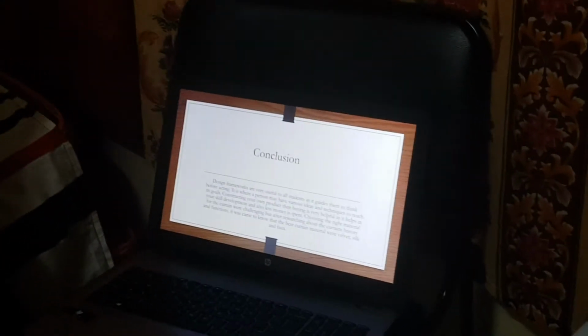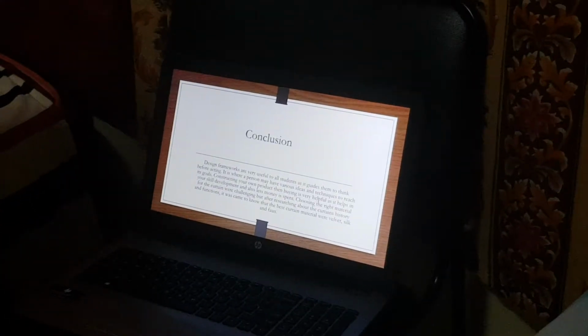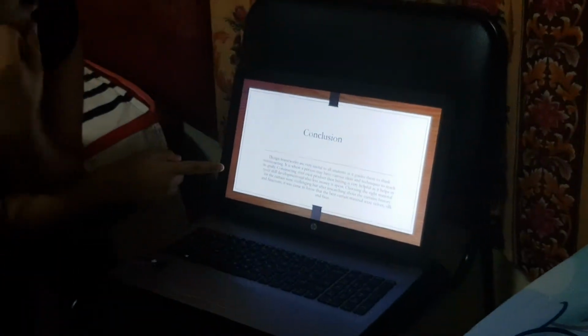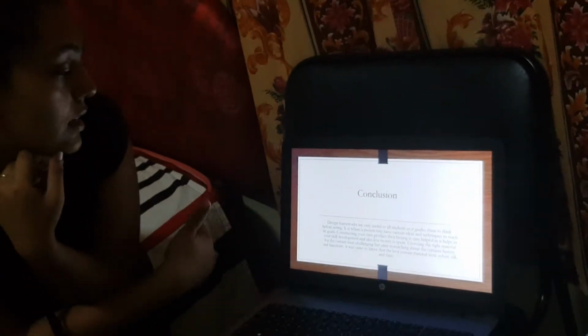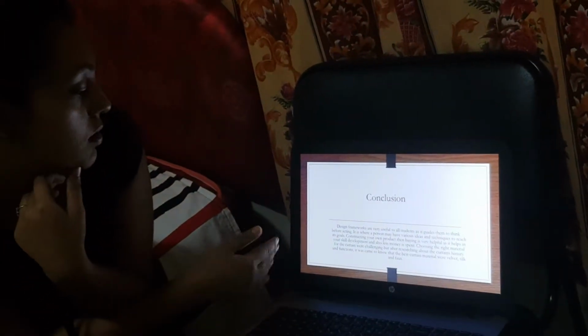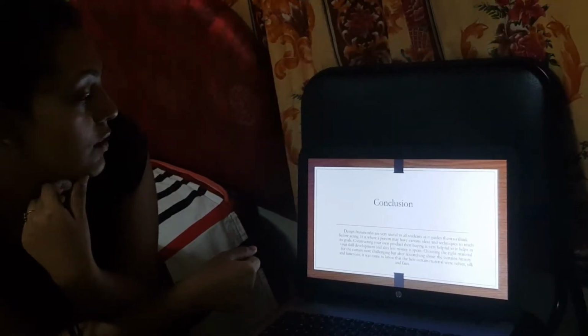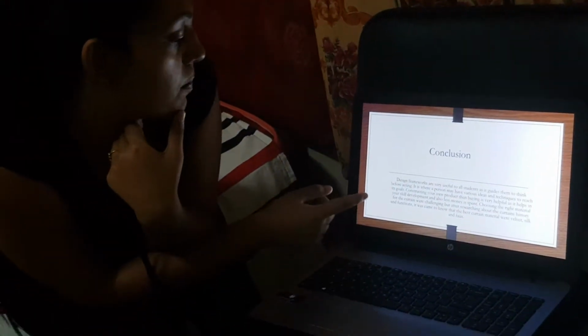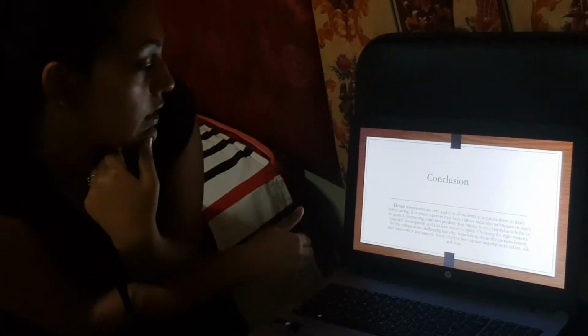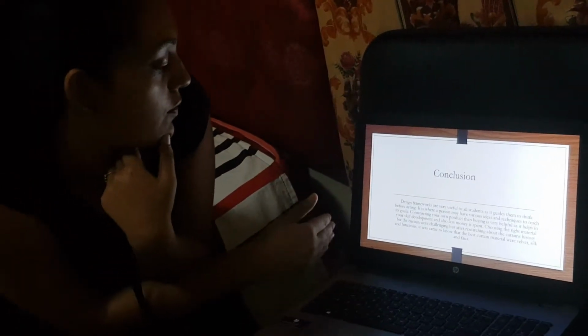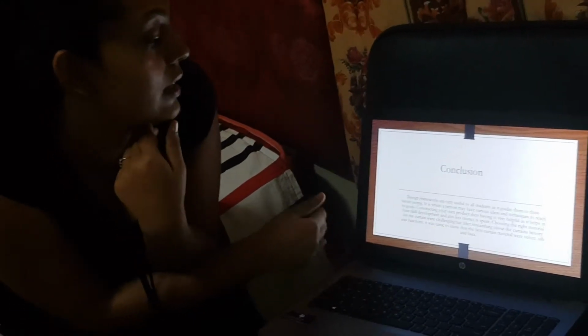Finally, in conclusion, design frameworks are very useful to all students as they guide them to think before acting. It is where a person may have various ideas and techniques to reach their goals. Constructing your own product rather than buying is very helpful as it helps in your skill development and also less money is spent. Choosing the right material for your curtain was challenging, but after researching the curtain's history and functions, I came to know that the best curtain materials were velvet and silk and faux. Thank you very much. And now, any questions, please?